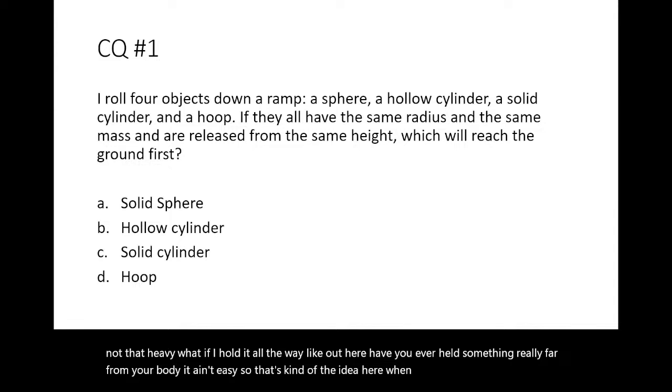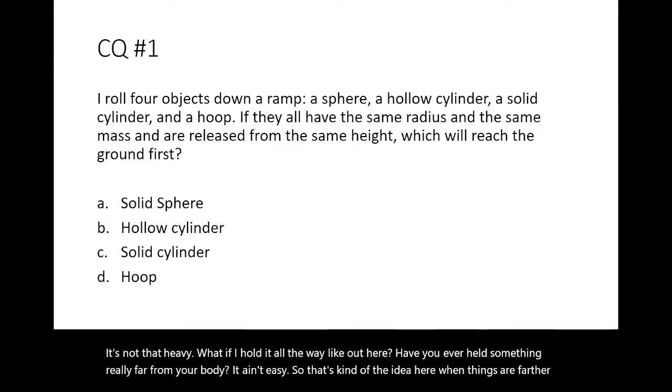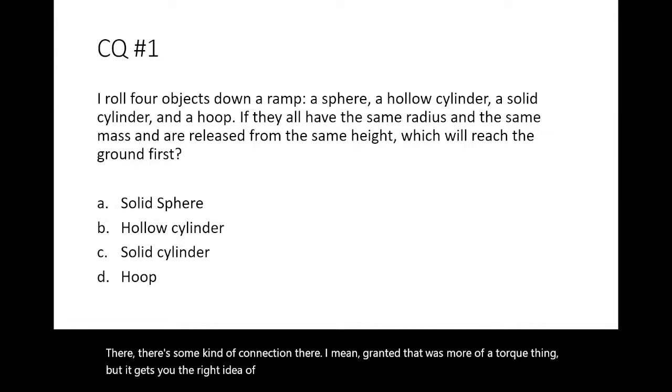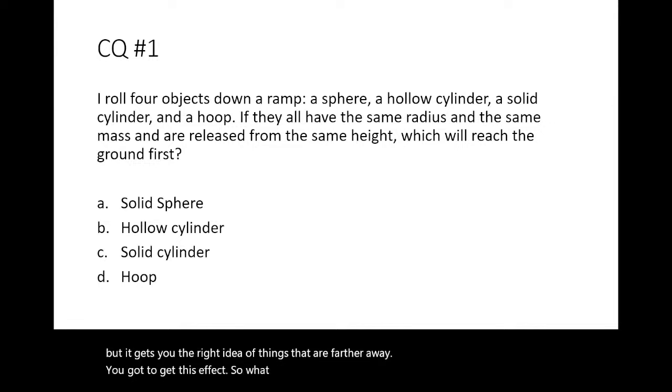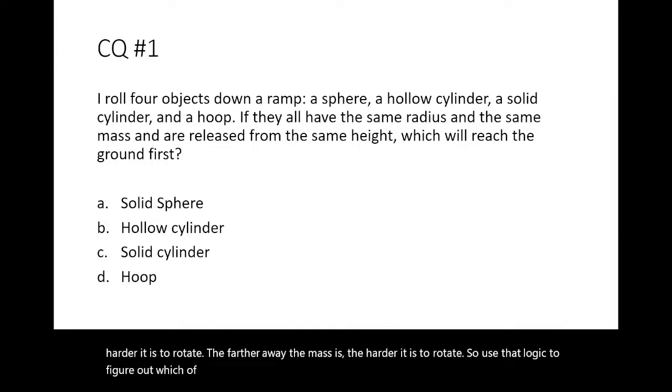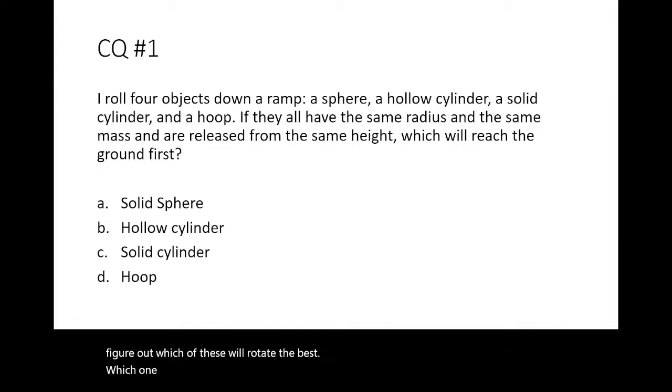When things are farther away, there's some kind of connection there. I mean, granted, that was more of a torque thing, but it gets you the right idea of things that are farther away. So what you all need to know is the farther away the mass is, the harder it is to rotate. So use that logic to figure out which of these will rotate the best. Which one rotates the easiest?